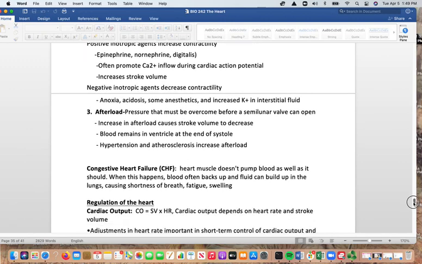Afterload is going to be the pressure that has to be overcome before the semilunar valves can open. So if you have an increase in afterload, it will cause the stroke volume to decrease. The blood remains in the ventricle at the end of systole. Things that can increase this would be hypertension and atherosclerosis.